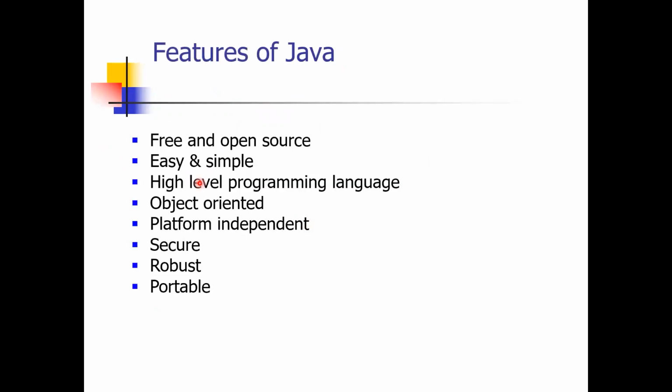Now next is why Java? What is the special feature of Java? Java is the most popular language. What is the reason? First of all, Java is free and open source. It means you can install Java without spending a single penny. It is freely available. That is the best feature.